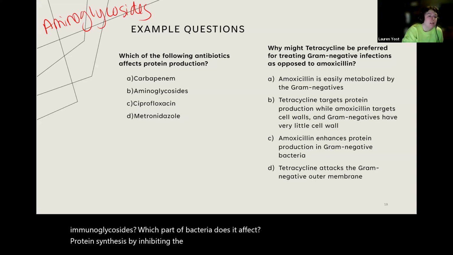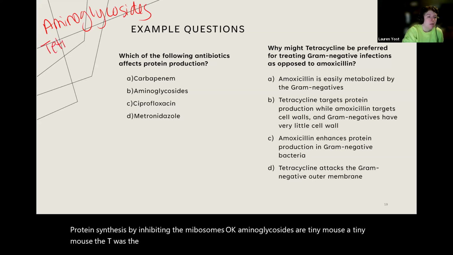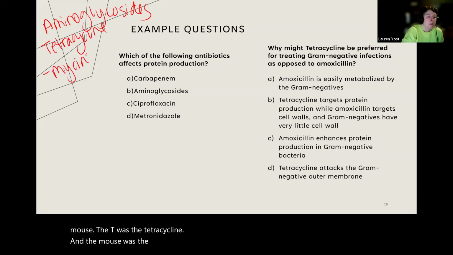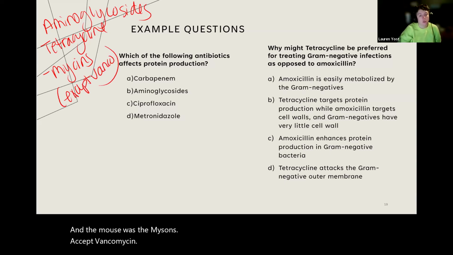Okay, so aminoglycosides are a tiny mouse. The T was the tetracycline. And the mouse was the mycins, except vancomycin.